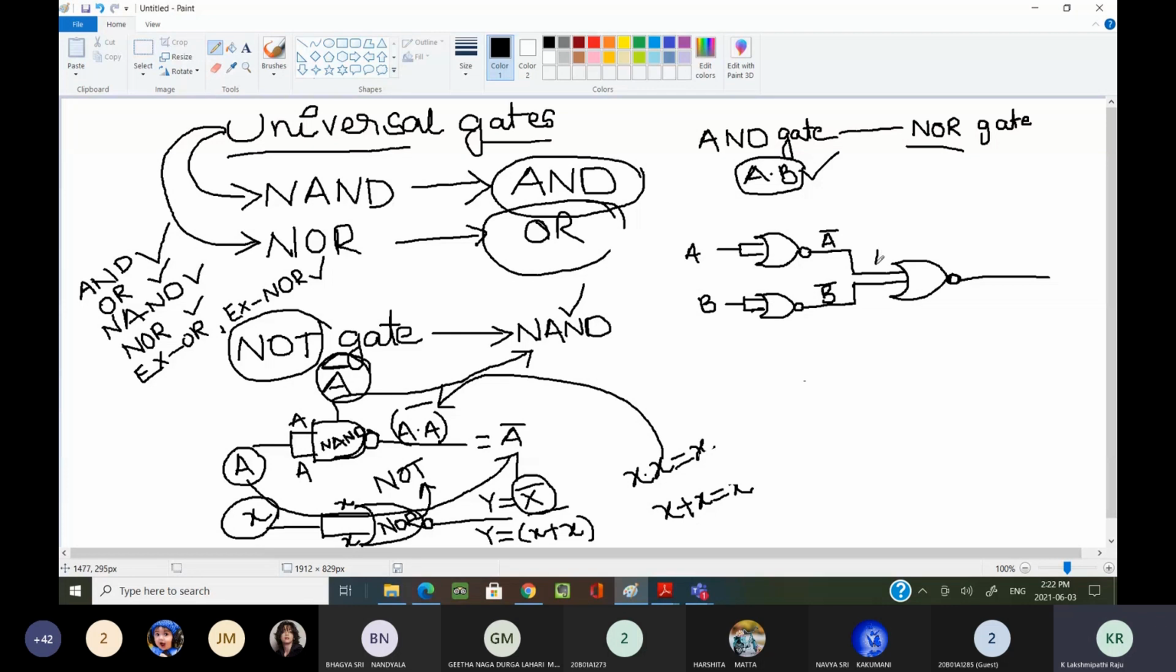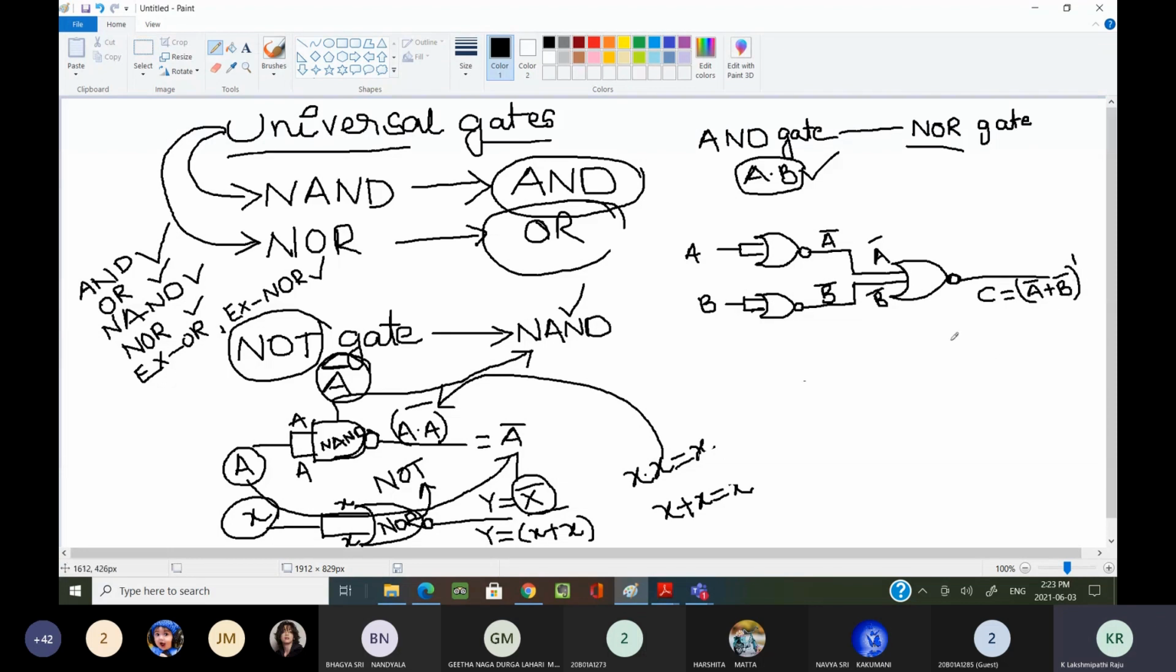Now what is my input here? A complement. What is my input here? B complement. Now tell me, if I am giving A complement and B complement as my input, what is the output I should get? C equal to A complement plus B complement, whole complement.